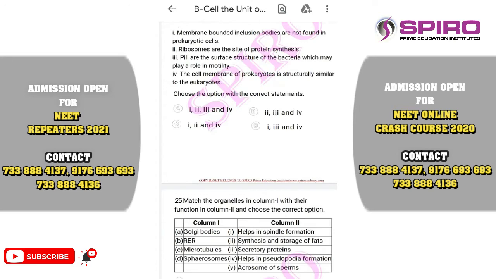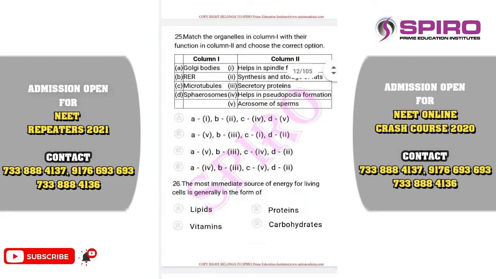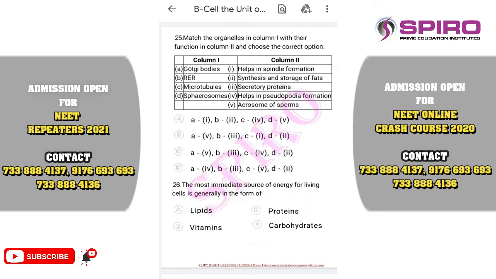So next, match the following organelles in column 1 with their functions in column 2. Okay, so here, Golgi bodies. The Golgi bodies are going to help in.